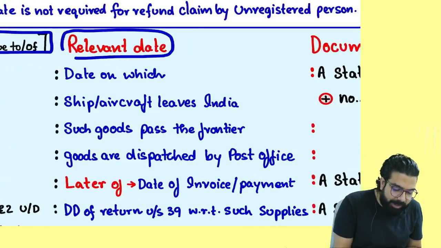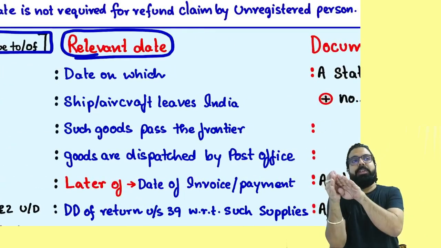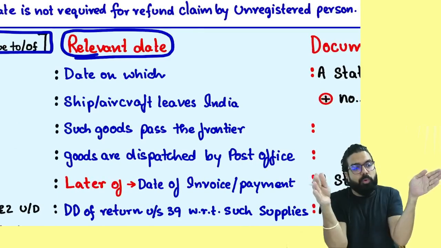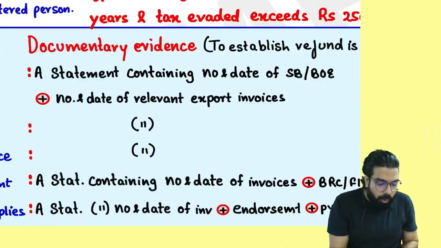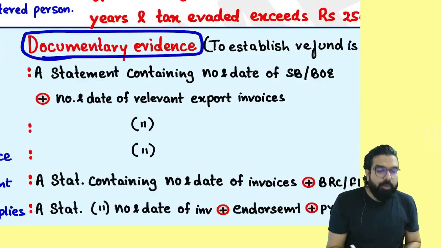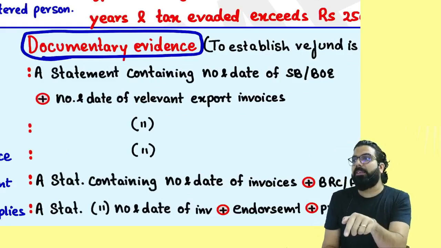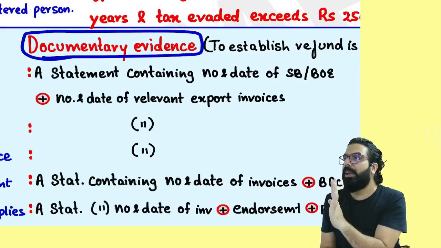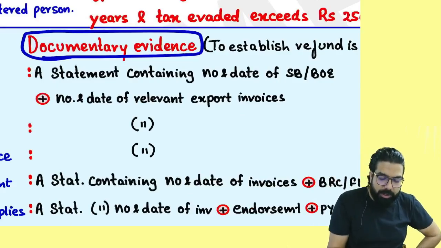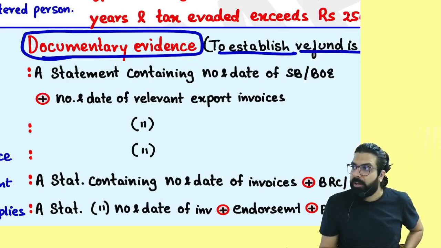What is the relevant date, from which day you have to apply within 2 years, from which day the 2 years will be seen, and what are the documentary evidence which you have to attach with the application. Only then the refund will be given, to establish that the refund is due.